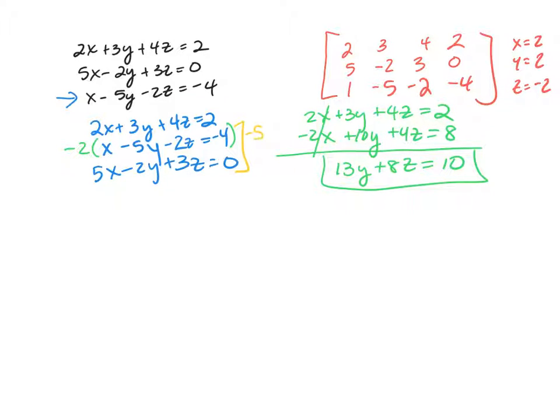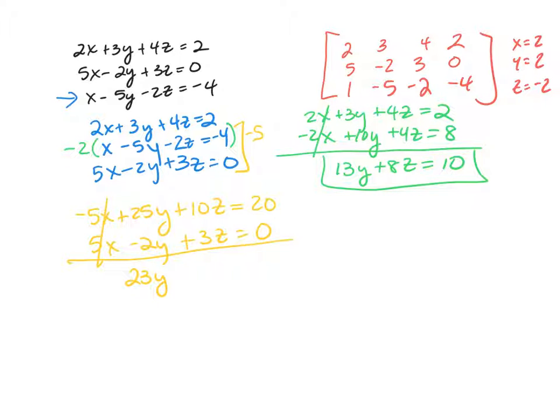You have to multiply that second guy by negative 5. And we're going to have negative 5x plus 25y plus 10z equals 20. And then the 5x minus 2y plus 3z equals 0. And then you add those together. X's bite the dust. Give 23y plus 13z equals 20. And I'm going to put that right under here. 23y plus 13z equals 20.